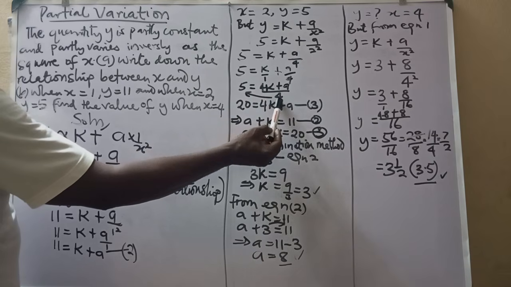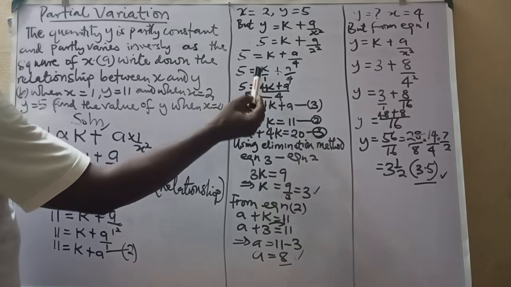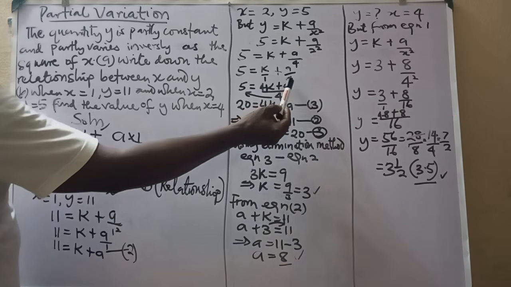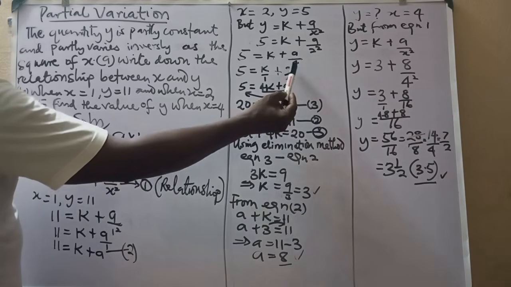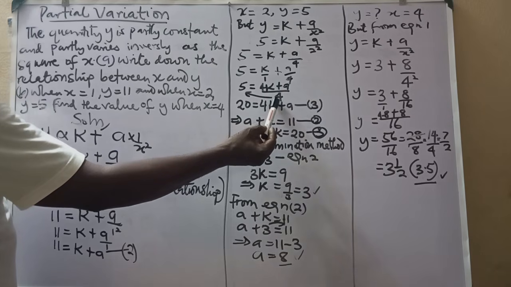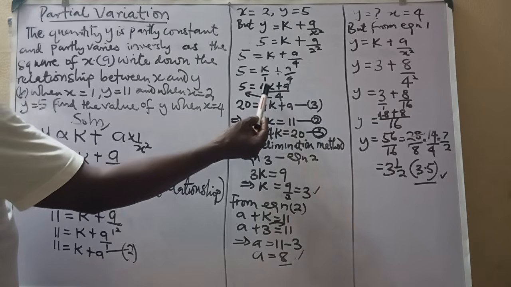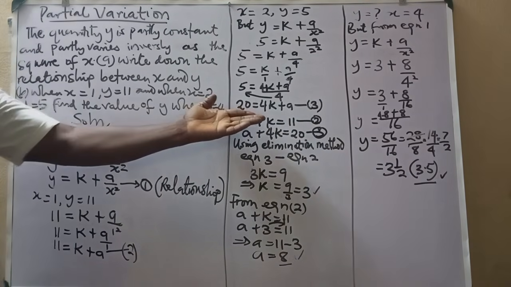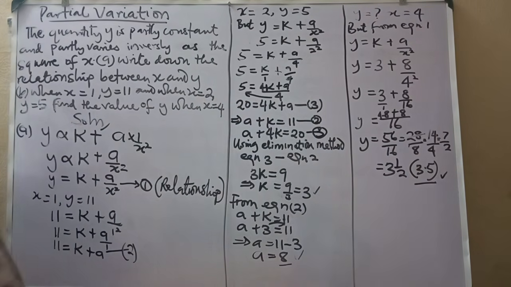4 divided by 1 is 4. 4 times k will give you 4k here. Very simple. Plus 4 divided by 4 is 1. 1 times a will give you a. Good. So by the time you cross multiply, 4 times 5 is 20. 4k plus a equals 20. Call that one equation 3. You can see that it has come to simultaneous equation form.